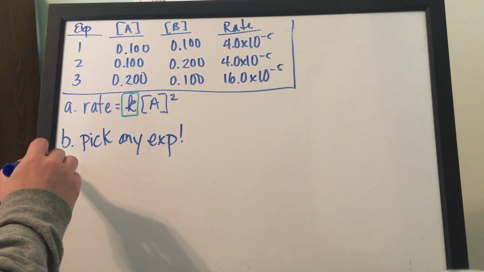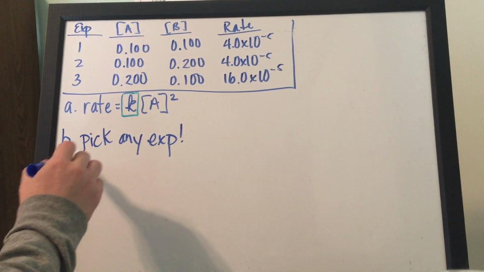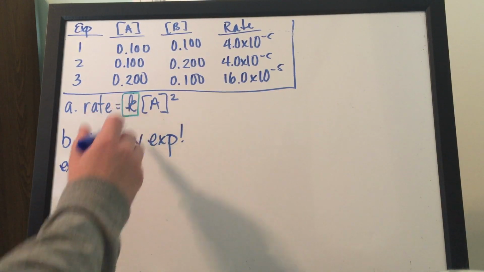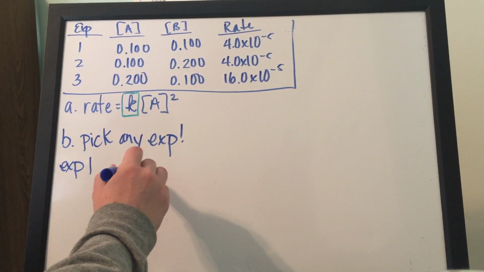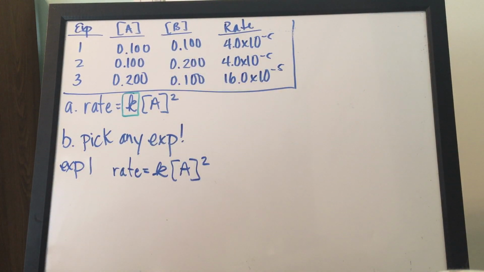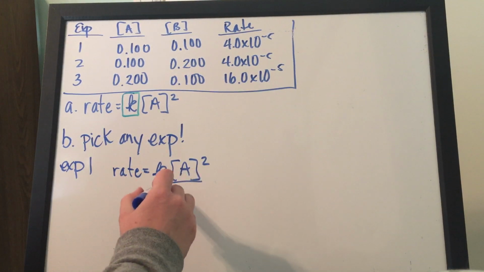Which was experiment 1. So I lied. I'm going to use experiment 1. Okay. So I'm solving for K. So I want to get K by itself, which means I need to get rid of A squared. So divide both sides by A squared.